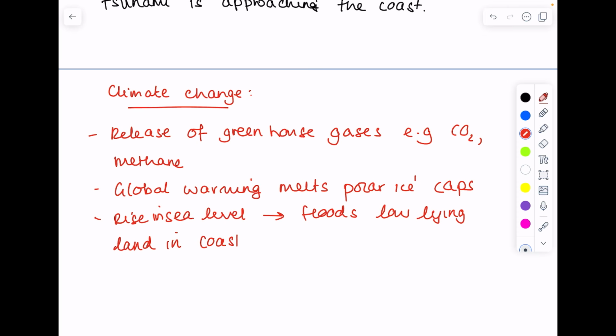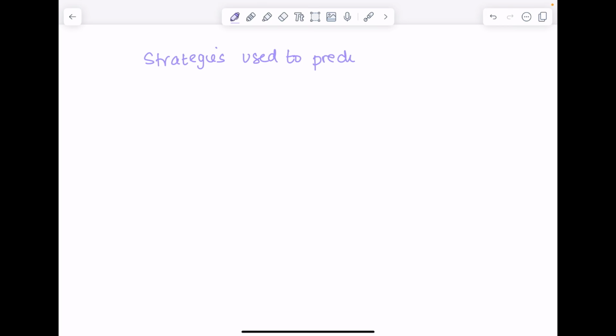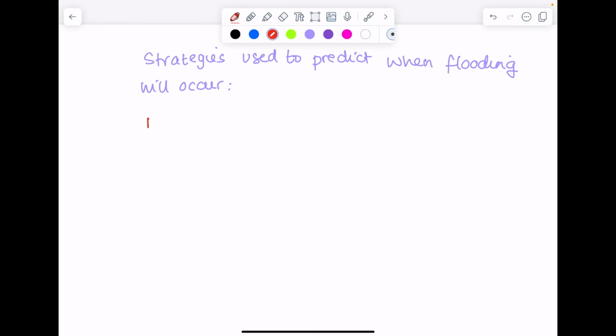So you'll probably know this from biology as well. Strategies used to predict when flooding will occur. First up, historic records, as the name suggests, identifying the areas which have been flooded the most frequently and most severely.